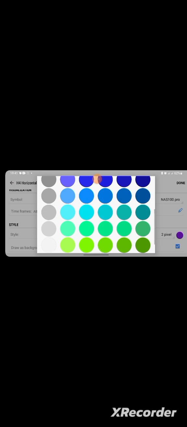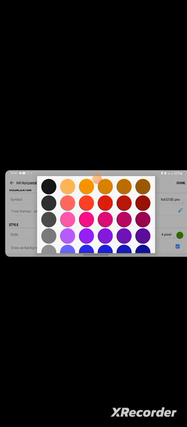Let me put it in color blue. It's already blue. Okay, let it be green this time, and let it be very thick. So that is our entry, the blue is our entry. And then it should be red, it should be red.